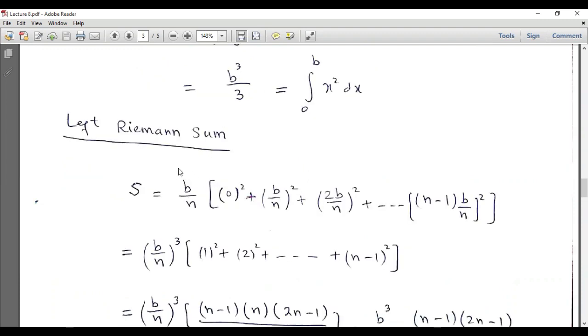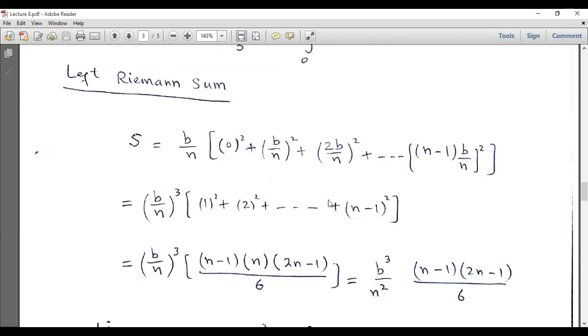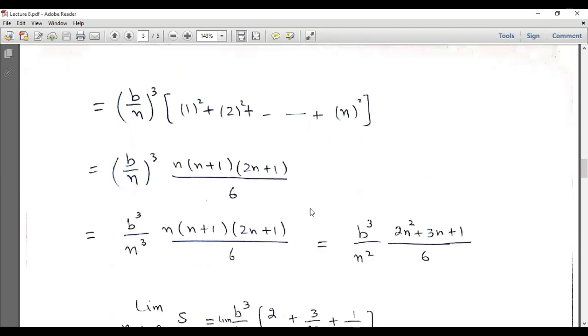So if we assume left Riemann sum, then our first term will be equal to 0, the second term will be equal to b over n, and the final term will be equal to n minus 1 b over n. So this summation will be equal to b over n cube times 1 square plus 2 square up to n minus 1 square, and in general this summation can be written as n minus 1 into n into 2n minus 1. So again the general form of this summation is the same as we have used over here, n into n plus 1 into 2n plus 1.